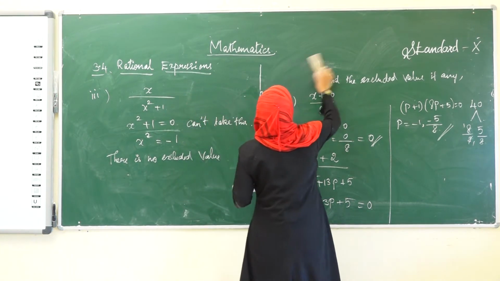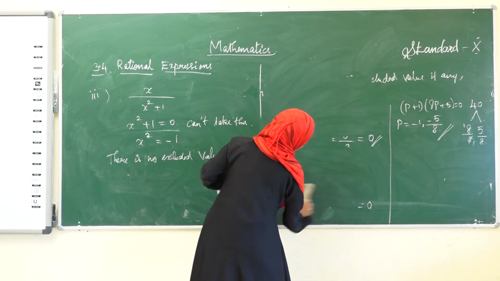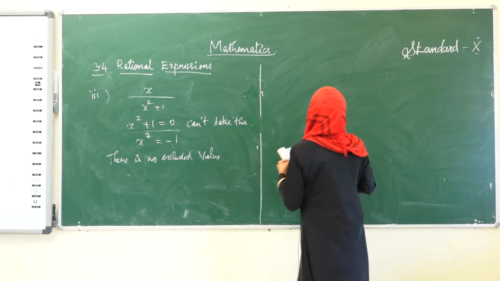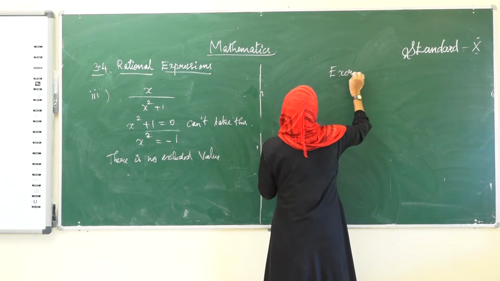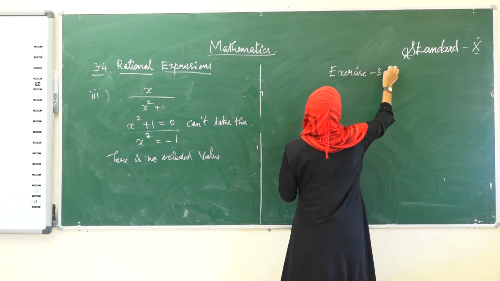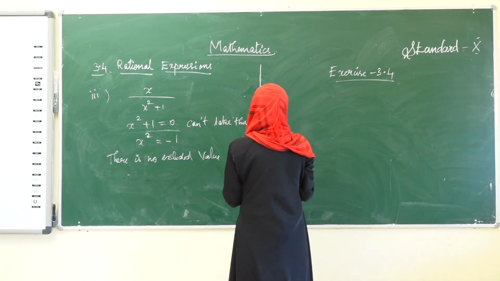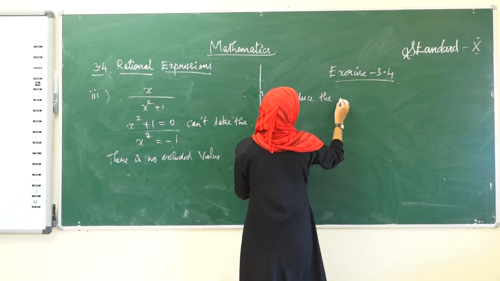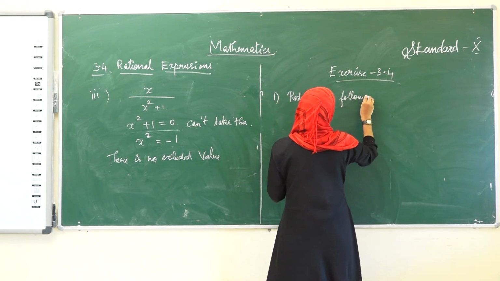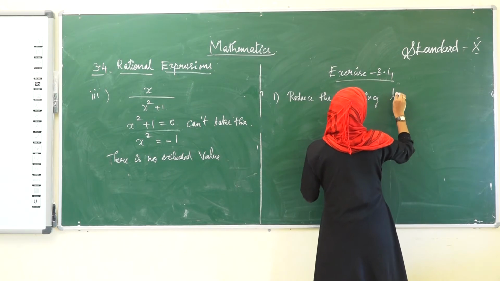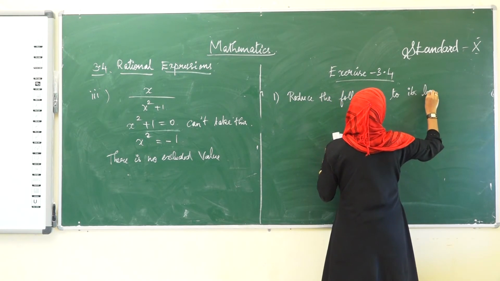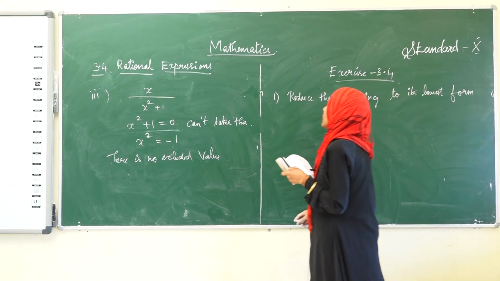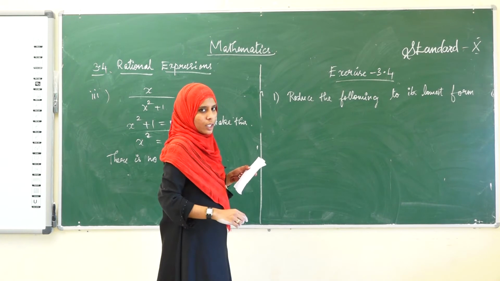Okay. Now, we are moving on to the exercise following this subdivision. What's the exercise? It's exercise number 3.4. So, what's the first question they have given? Reduce the following to its lowest form. They have given the rational expression. We are going to reduce it to its lowest form.